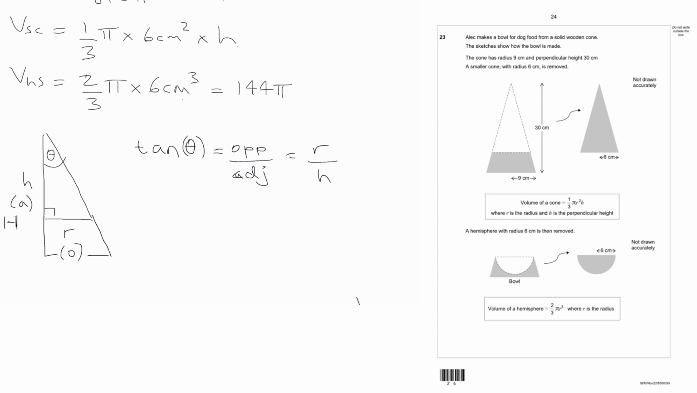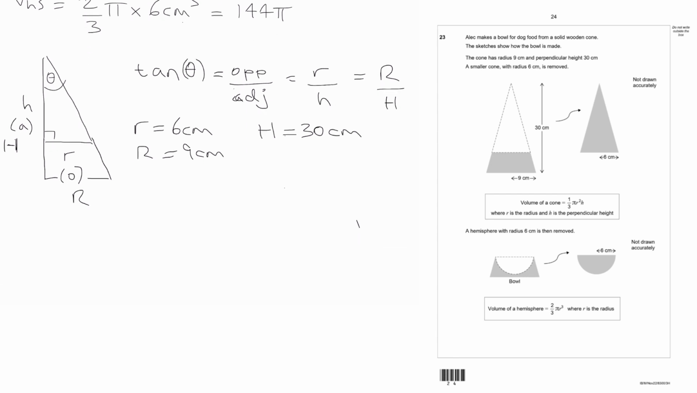big H and this longer length along the bottom big R, i.e. the height and the radius of the big cone, well, what we're saying here is that tan theta equals opposite over adjacent, which is this radius over the height, but it's true for any radius or any height as long as it's the same angle. So this is equal to big R over big H. Now, we know little r is 6 centimeters, we know that big R is 9 centimeters, and we know that big H is 30 centimeters.